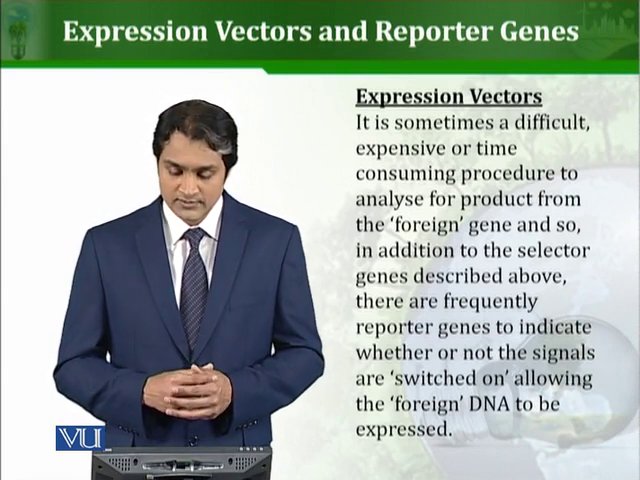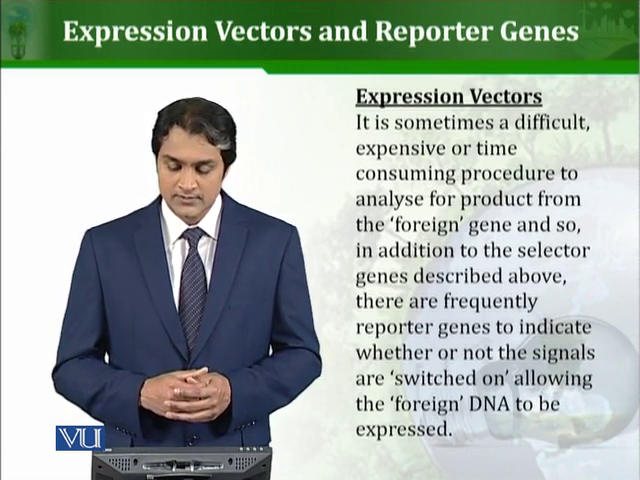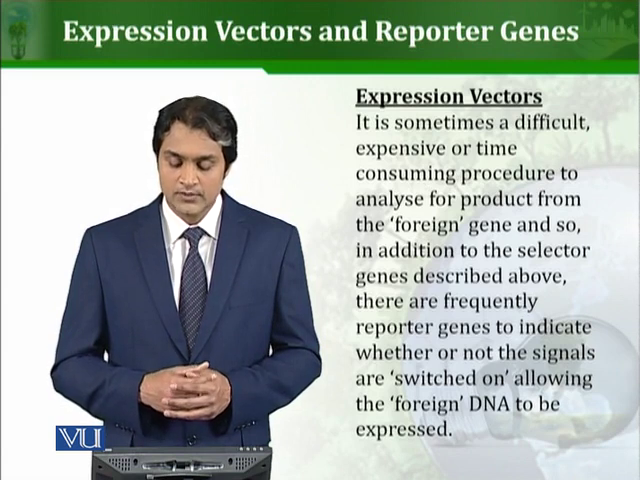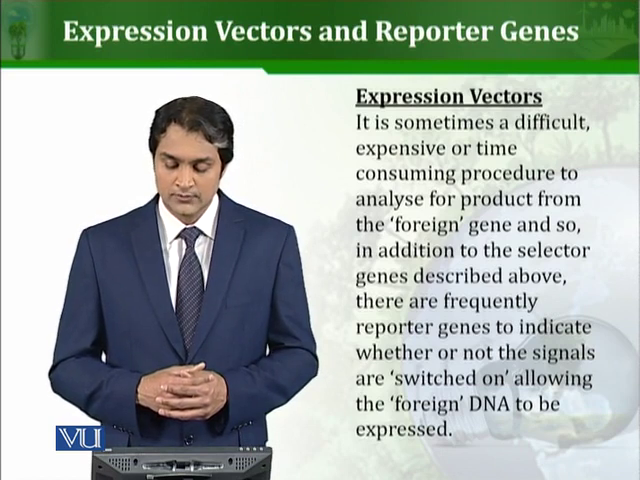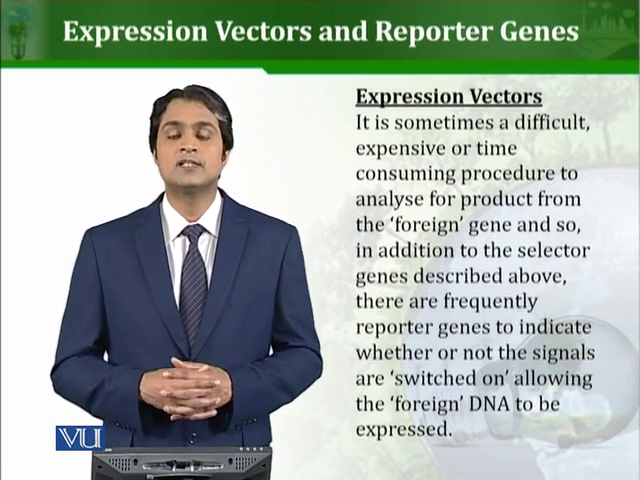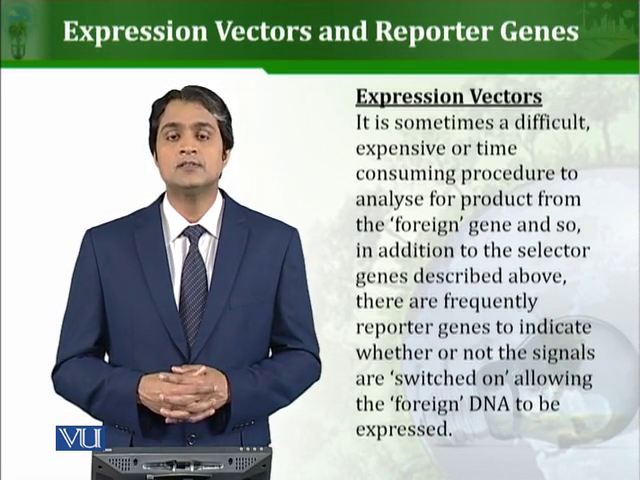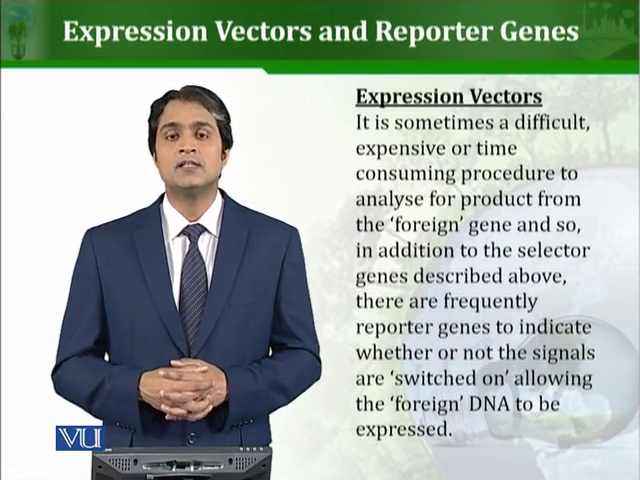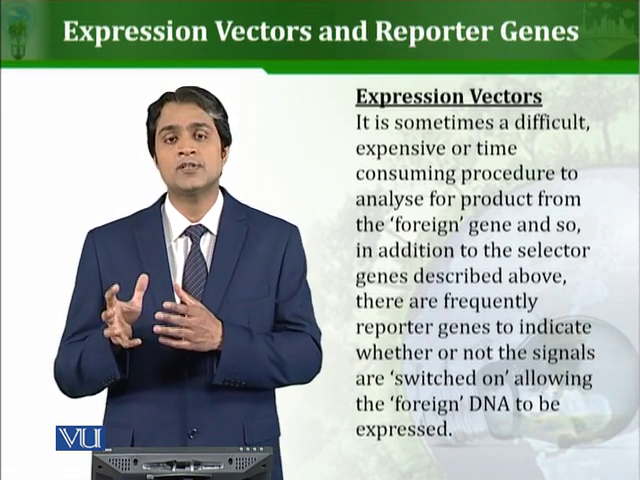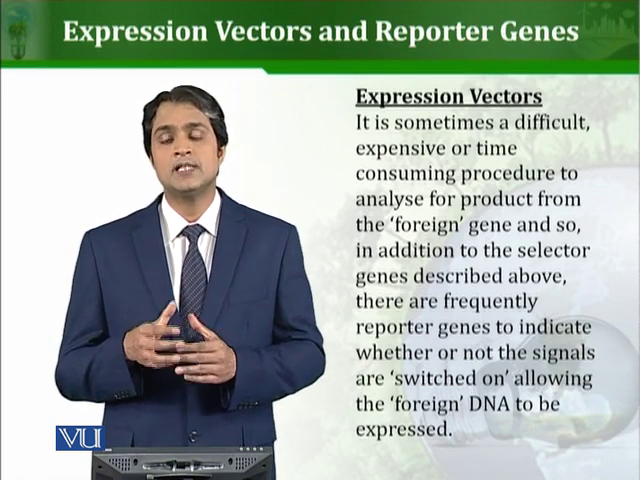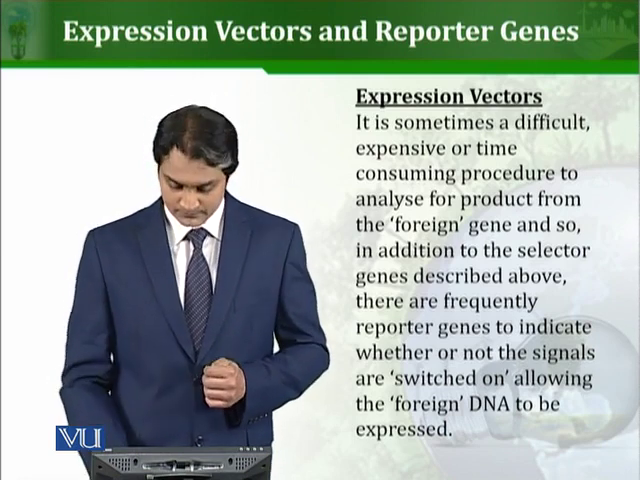It is sometimes a difficult, expensive, or time-consuming procedure to analyze the product from the foreign gene, and so in addition to the selector genes described before, there are frequently reporter genes to indicate whether or not the signals are switched on, allowing the foreign DNA to be expressed. So basically, those are marker genes again, and this time they are being used to tell us whether our gene of interest has started transcribing or not. Instead of waiting and looking at the end product of the transcription of that gene, we should have some signals before that just to see whether we are going on the right track or not.